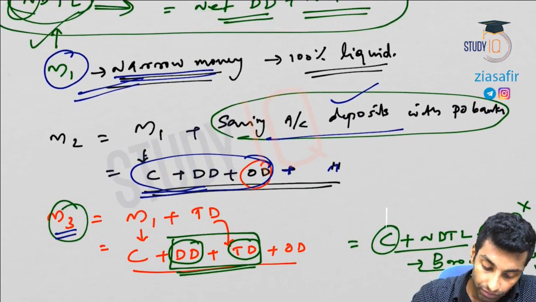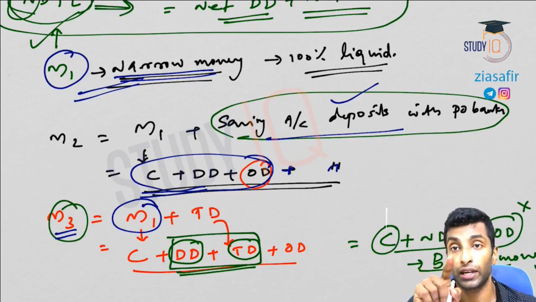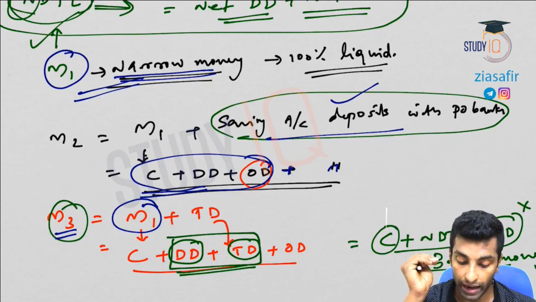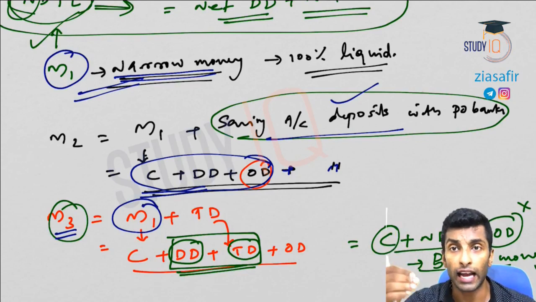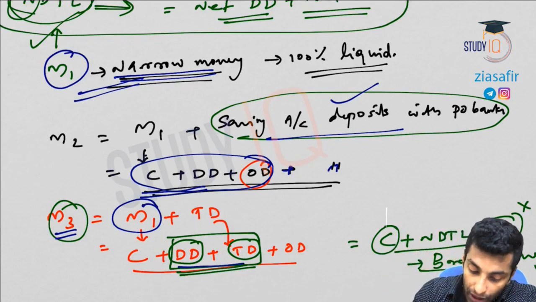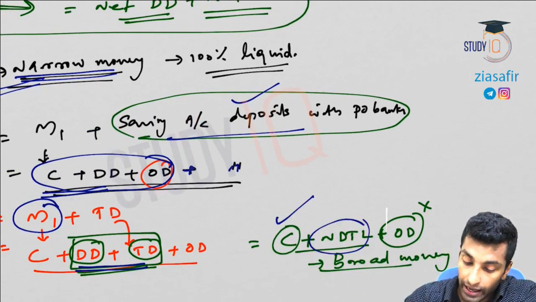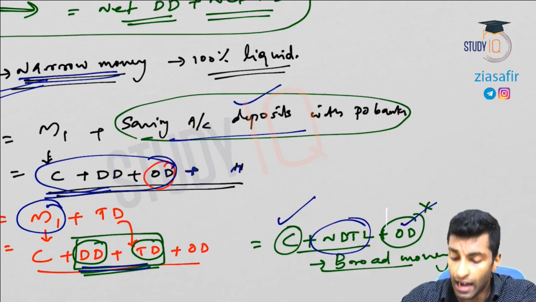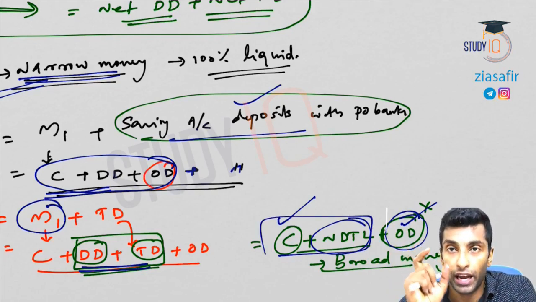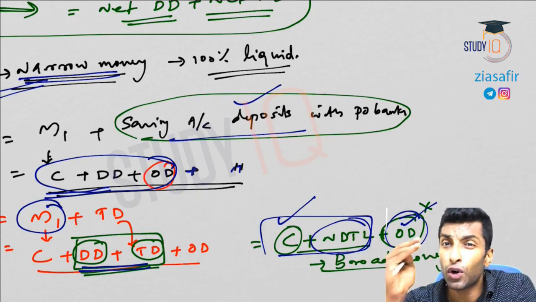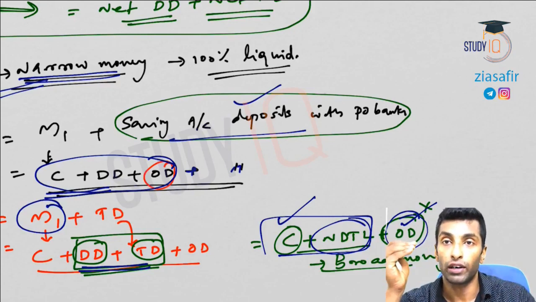Then M3 is M1 plus what we have left out in M1, which is actually time deposits with the banks, right? So that will be added here. So M1 is currency plus demand deposits plus other deposits. Now we are adding the time deposit also, and we can club time deposit and demand deposit together and write it as NDTL. So currency plus NDTL and other deposits. Other deposits is actually negligible. So currency plus net demand time liability is your M3. Okay, that means currency plus the total deposits with the bank is your M3. And M3 is a broad concept, so we call it broad money.